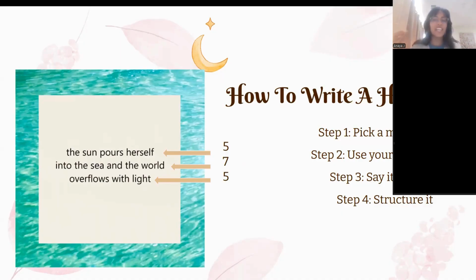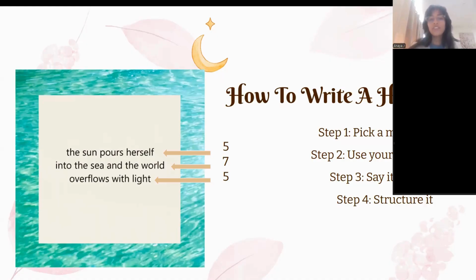Step three would be to say it simply. Just use plain language when it comes to haikus. Don't try to sound vague or unsure of what's going on. Just say what happened and what you noticed. Step four would be to structure it with the 5-7-5 syllable pattern. Not all haikus do follow this pattern, but for the simplicity of it, we're going to use this one today.